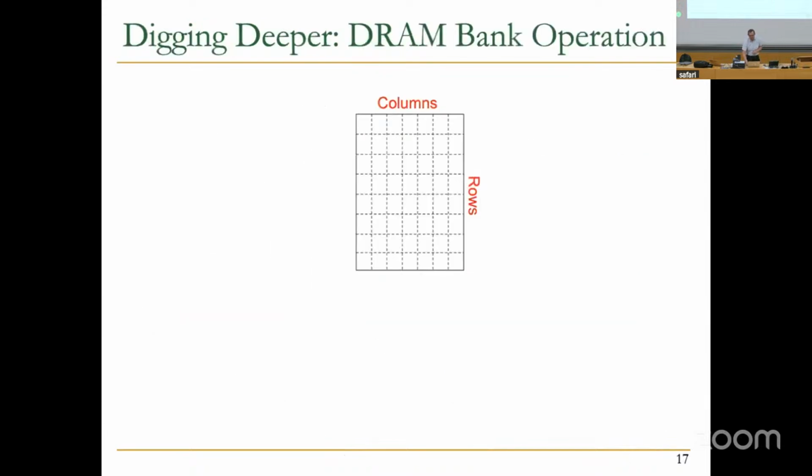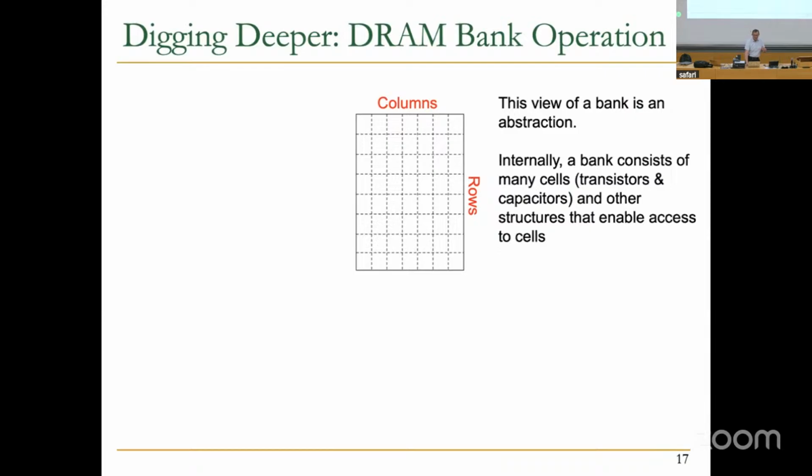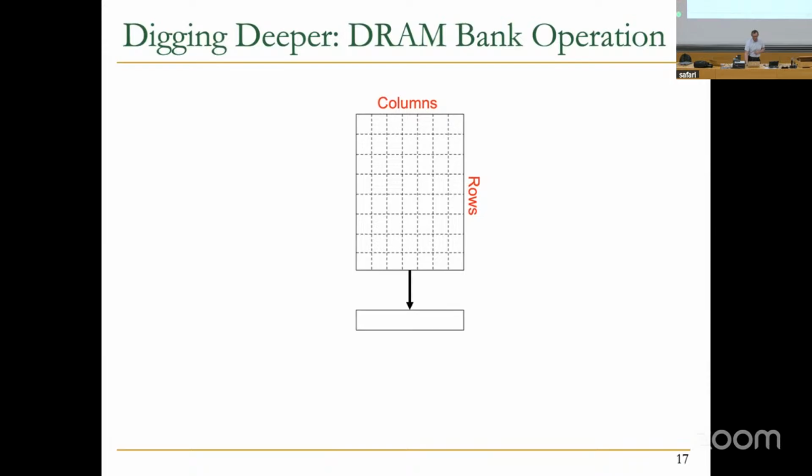But before we break it down, this is the abstraction normally what a memory controller sees. So how does this thing operate? Assume that we have these columns and rows. When the memory controller needs to access a bank, I already said this actually, internally a bank consists of many cells and other structures that enable access to cells. I'm going to go internally a little bit more. But basically, when you want to access a bank, you first need to bring the row that you're accessing. So you need to supply 2 addresses, row address and column address, which is part of your physical address.